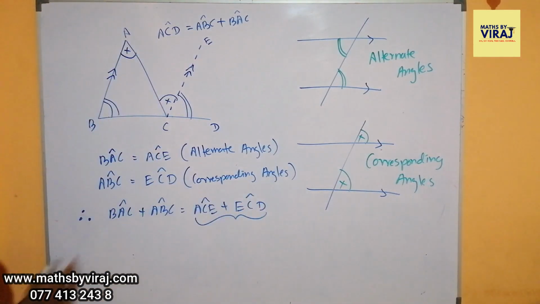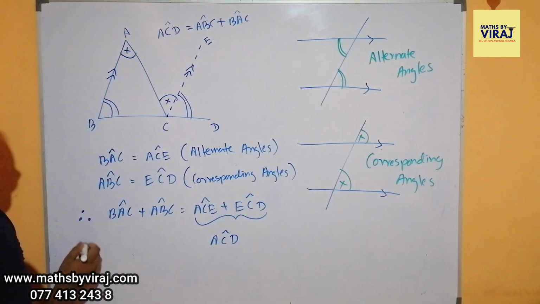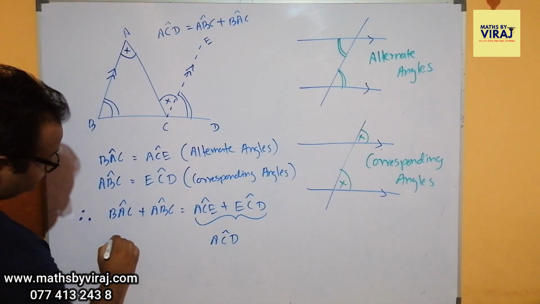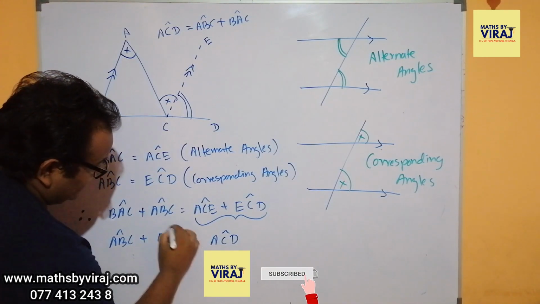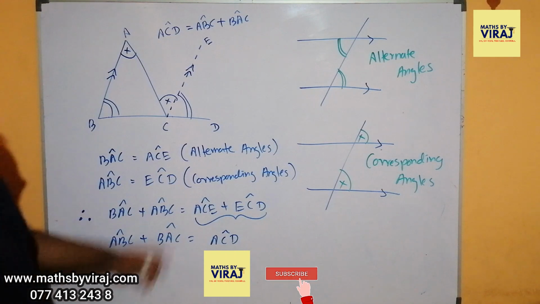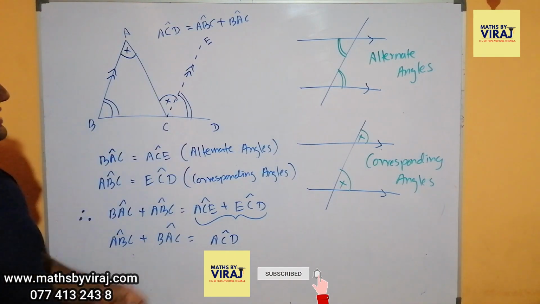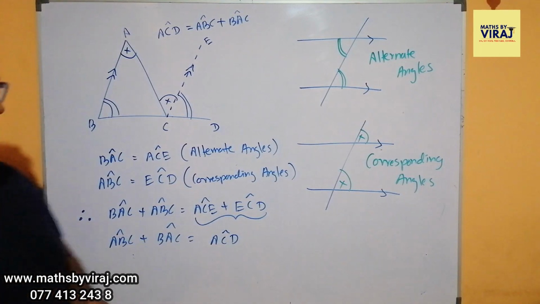Collectively, I can write the addition of these two angles to be angle ACD. Therefore, angle ABC plus BAC is equal to angle ACD. The exterior angle is equal to the addition of the two interior opposite angles.